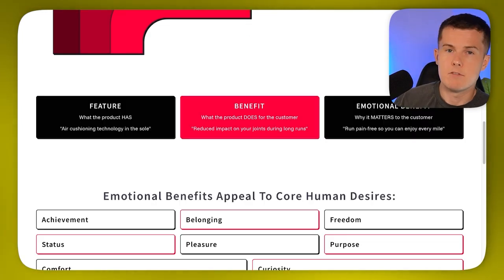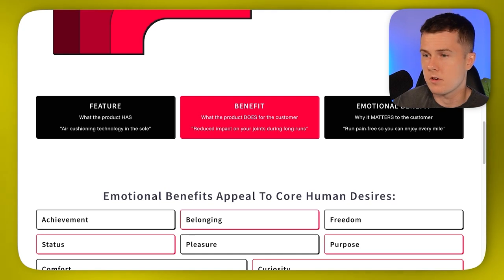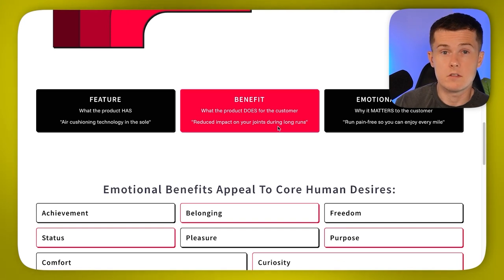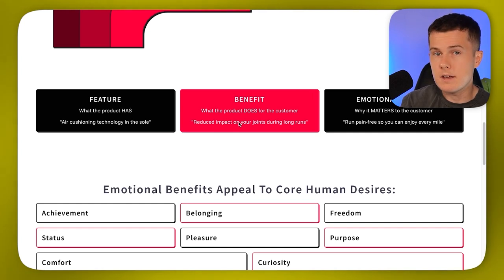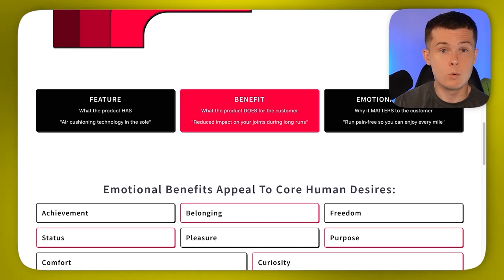You see, the emotional benefit taps into core human desires. Things like achievement, belonging, freedom, status, pleasure, purpose, comfort, curiosity. These are deep psychological drivers that actually make people buy, because most of your competitors are stuck at the feature or maybe the benefit level. But when you climb to that emotional benefit level, you're speaking a completely different language, one that resonates on a much deeper level.